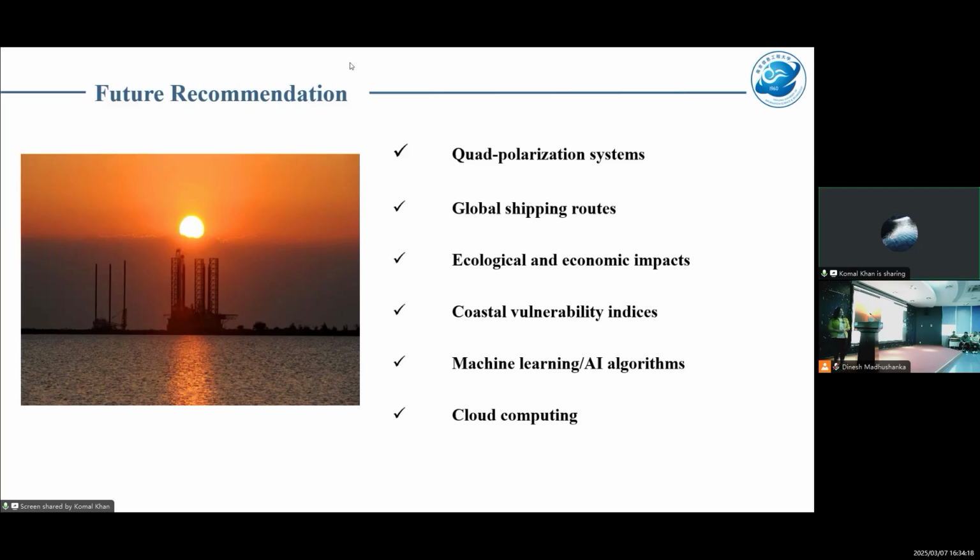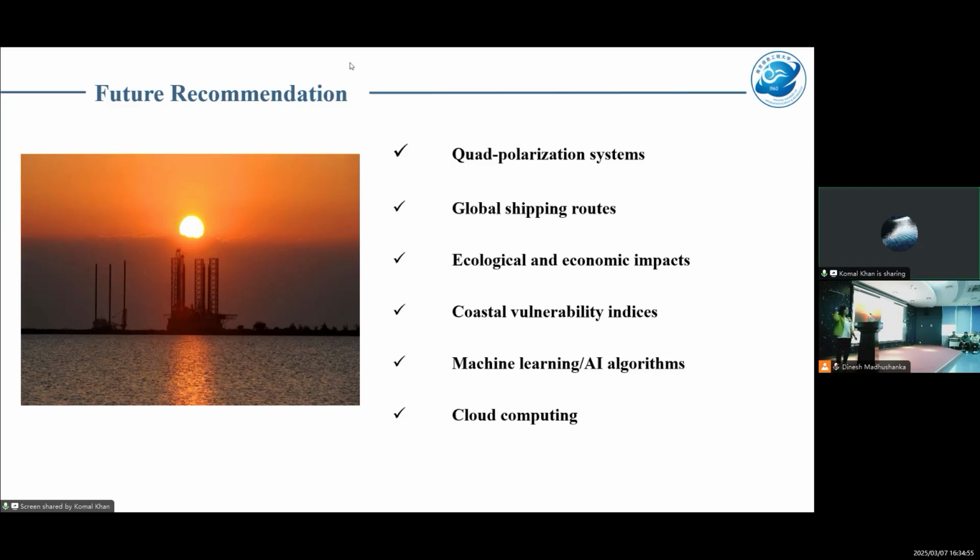Then ecological and economic impacts can also be investigated. In one of our recent publications, we have checked the impacts of oil spill on vegetation and air quality. So it can be done in different ways as well. I used simple techniques, but machine learning and deep learning techniques can be utilized for more accurate results and for larger areas.